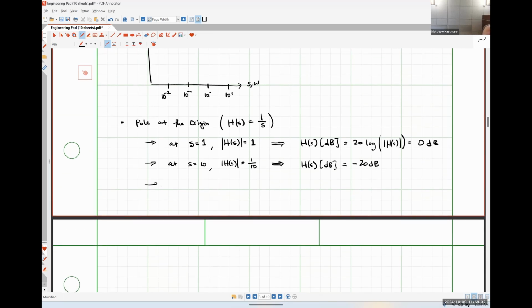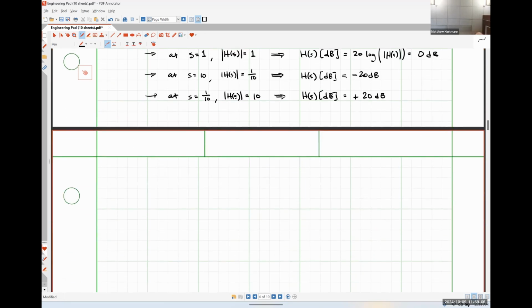What about s equal to 1/10? What would our transfer function's value be? Positive 10, right? And what would H of s in decibels be? Positive 20. So I'm going to write this as plus 20 dB.